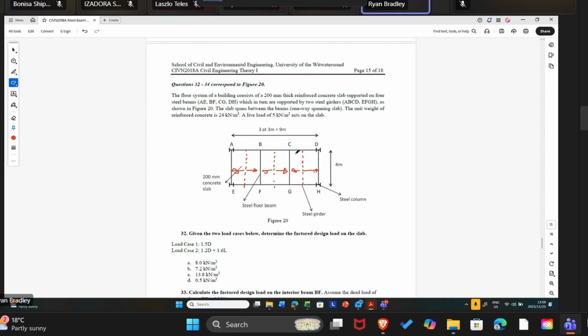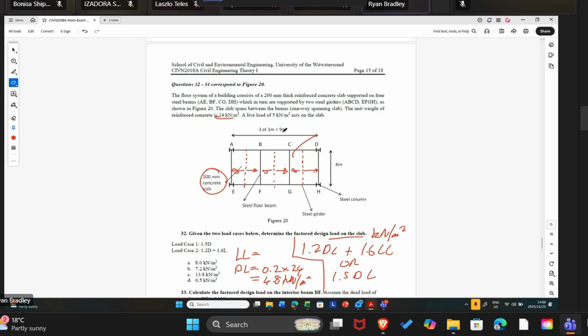The load on the slab per square meter. Remember, this is the load on the slab. The load on the slab is kilonewtons per square meter. We're going to take 1.2 dead load plus 1.6 live load, or the 1.5 dead load, right? The dead load is simply going to be 24 kilonewtons per cubic meter times the thickness, which is 0.2 meters. So dead load is going to be 0.2 times 24, which is going to equal 4.8 kilonewtons per square meter. The live load is given to us here as 5.